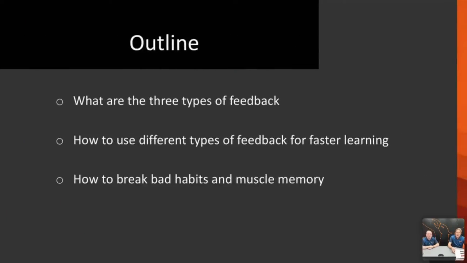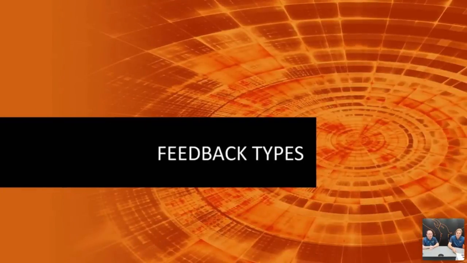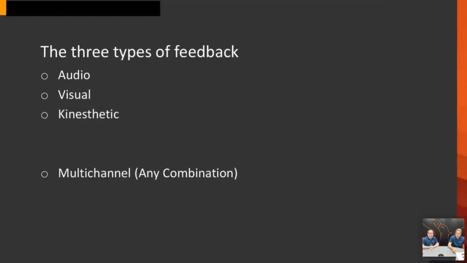So the outline of what we're going to cover today is: what are the three types of feedback? How do we use these different types of feedback for faster learning? And then how to break bad habits and muscle memory. As we go through, like I said, any questions you have, feel free to type them in the chat and we'll be happy to go back and answer them later on. So we'll start with the feedback types. I'll let him detail each of them a little bit more, but there's audio, visual, kinesthetic, and then you've got multi-channel.